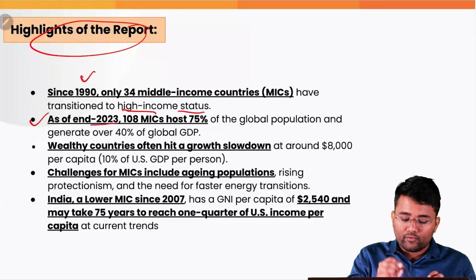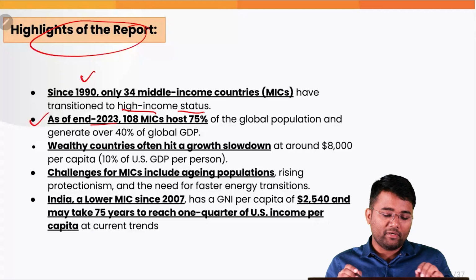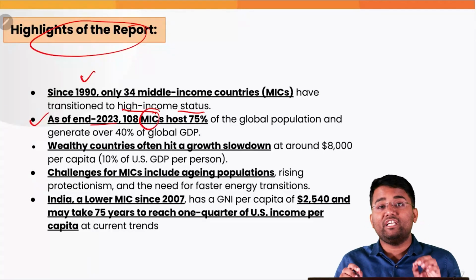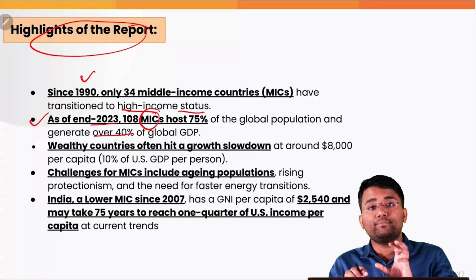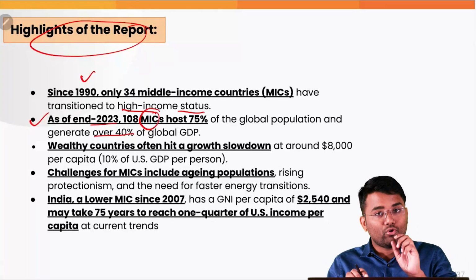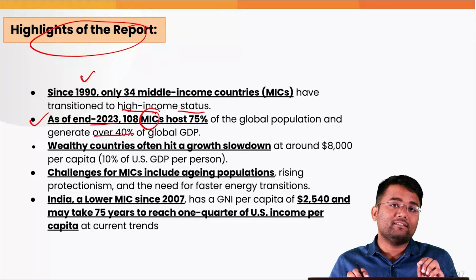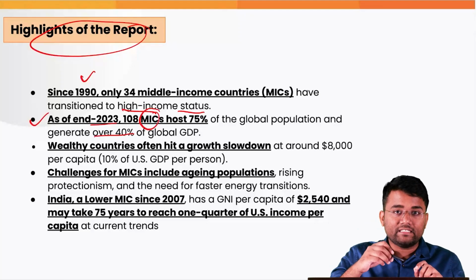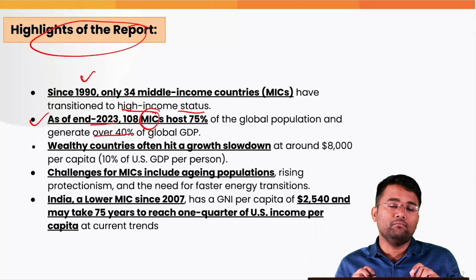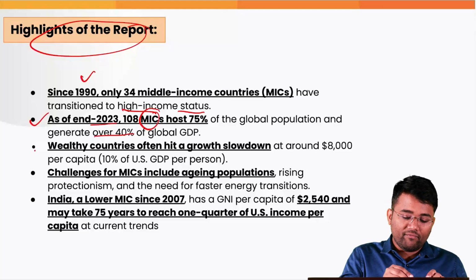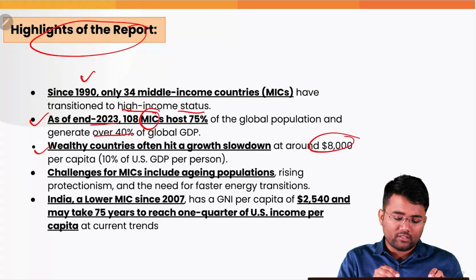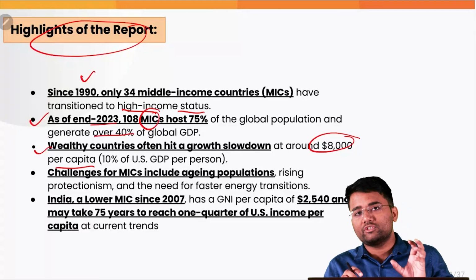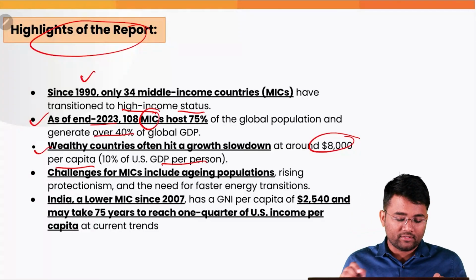Also, as of end of 2023, 108 middle income countries host 75% of the global population, and they generate over 40% of global GDP. So it shows the point that it is very important that these countries transition to the high income GDP countries. Also, the wealthy countries often hit a growth slowdown at around $8,000 per capita, that is almost 10% of US GDP per person.